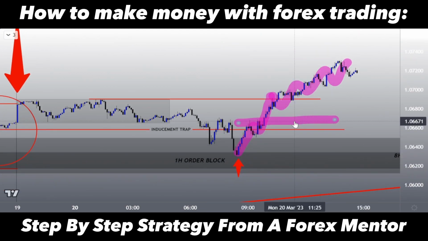So these are the steps which I take on a day-to-day basis in order to make profit in the Forex market. It's nothing complicated. As long as you understand the fundamentals and you keep practicing, then there's nothing that you cannot achieve in the Forex market.